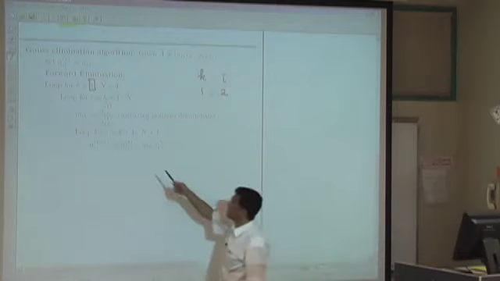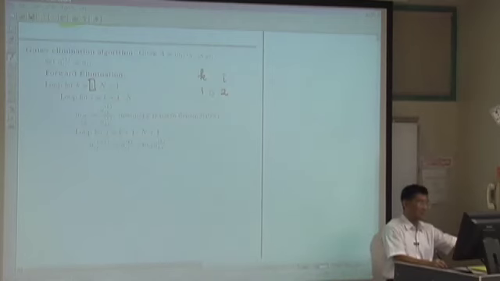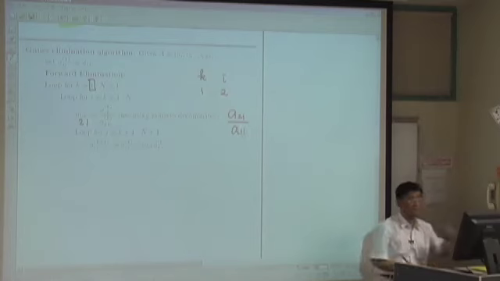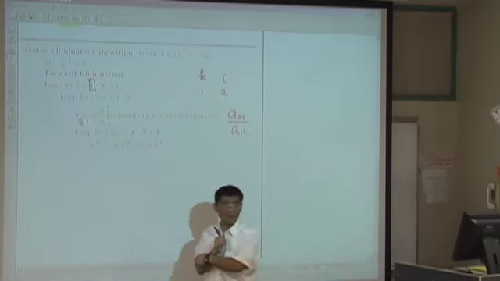Then take a look. What is this number? This number is 2. What is this number? 1. So M21 equals A21 over A11. So this is done. First multiplier is found.